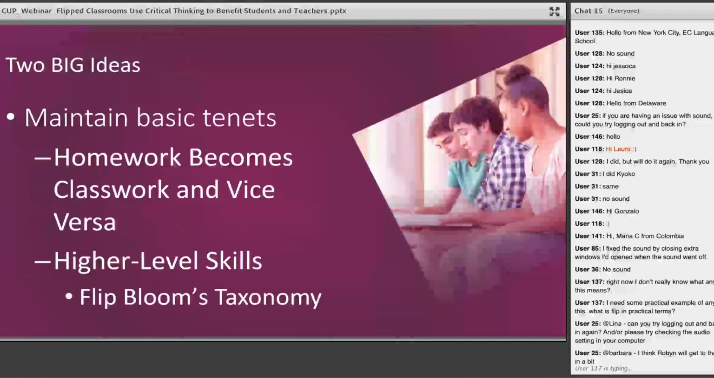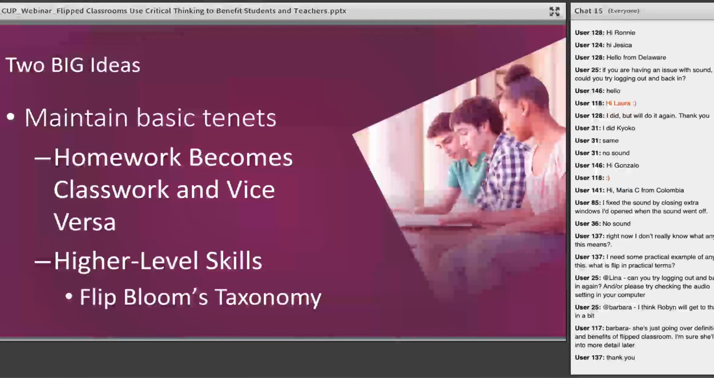So breaking this down into the simplest terms, there are two big ideas behind flipping your classroom. And the two big things we need to do is whatever was homework in your classroom becomes classwork. And whatever was classwork actually becomes the homework. That's the most basic definition of flipped learning.